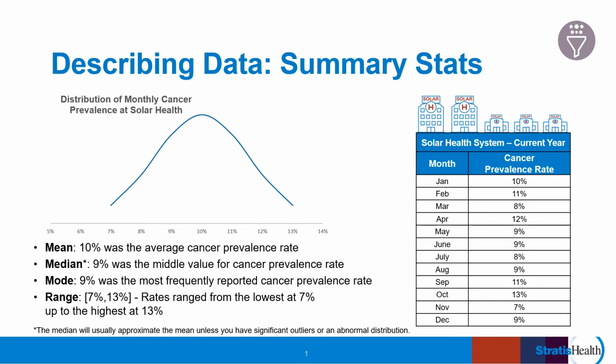year. Their summary statistics are: the mean, 10%, was the average cancer prevalence rate; the median, 9%, was the middle value for cancer prevalence rate; the mode, 9%, was the most frequently reported cancer prevalence rate; and the range. Rates ranged from the lowest at 7% up to the highest at 13%. Please note that the median will usually approximate the mean unless you have significant outliers or abnormal distribution.